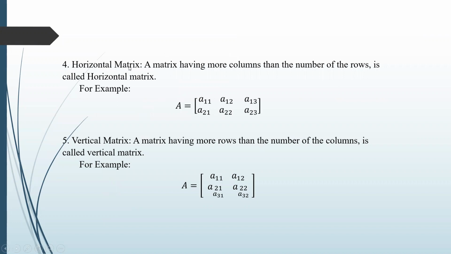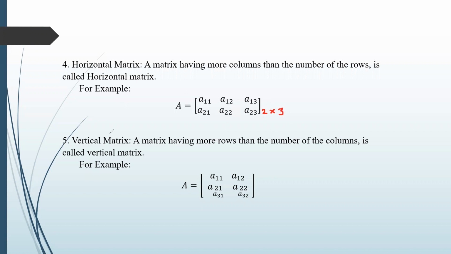So now we go for the next concept, horizontal matrix. A matrix having more columns than the number of rows is called a horizontal matrix. In this example, we see that the number of rows is 2 and the number of columns is 3. So we call this matrix a horizontal matrix. The order of this matrix is 2 by 3 because it has two rows and three columns.